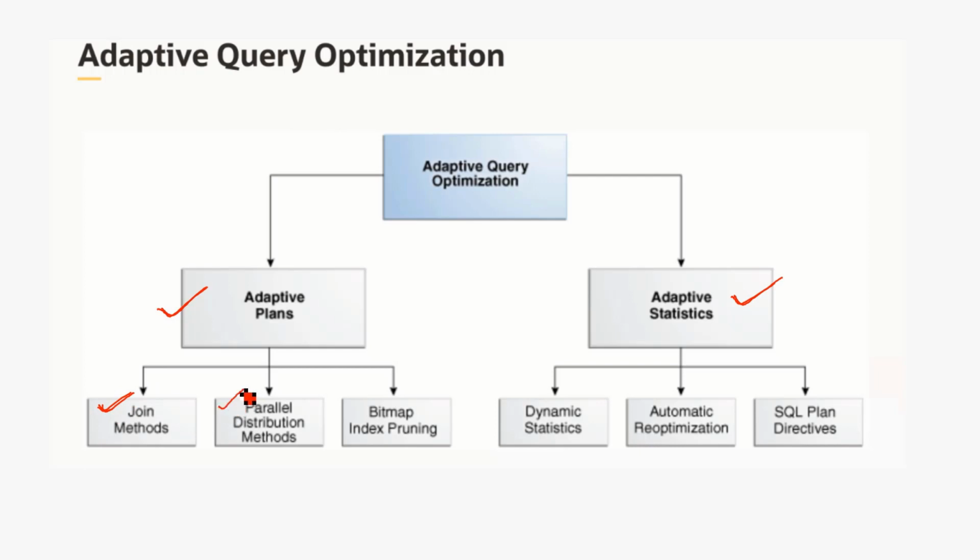It will transform itself in the parallel distribution method to execute faster. It will check for the bitmap index and all that. So indexing is of two types, that is bitmap and b-tree. I will let you know about the index concept also in later sections. Coming to statistics, the statistics can be gathered from dynamic sampling, automatic re-optimization, and SQL plan directives. There are certain sets of commands where we can learn these things.